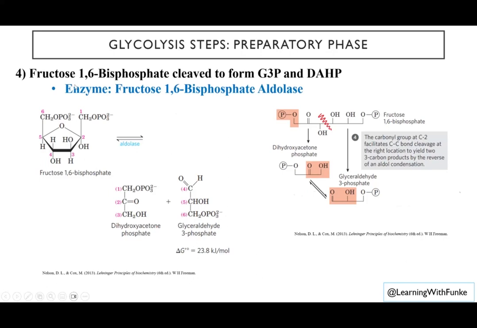Okay, and so in the 4th step of the preparatory phase, we go from fructose 1,6-bisphosphate, right? And now we're cleaving fructose 1,6-bisphosphate to form G3P and DAP. And so this is catalyzed by an aldolase enzyme. And here we form, as you can see, there's a cleavage reaction that goes on. The carbonyl group at carbon number 2 facilitates carbon-carbon bond cleavage to yield 2 3-carbon products via the aldolase catalyzed reaction.